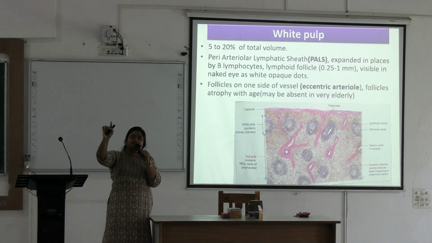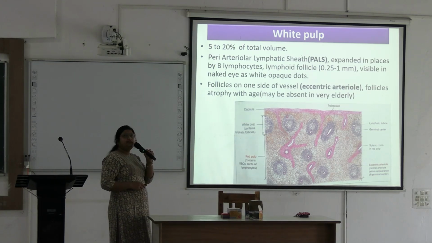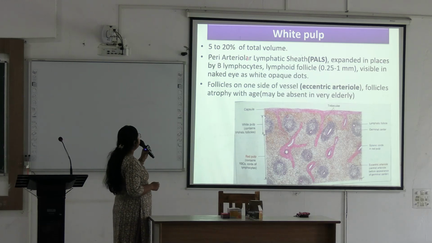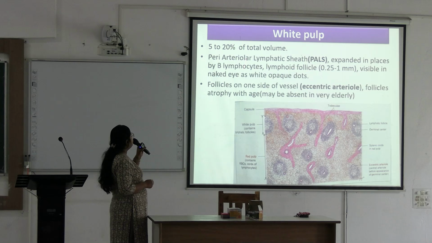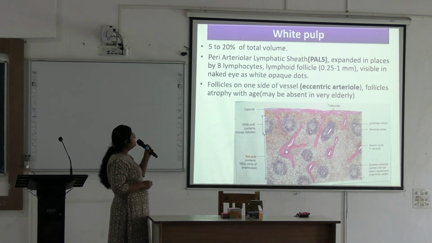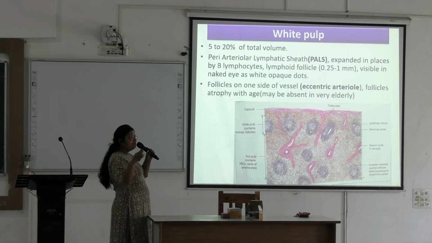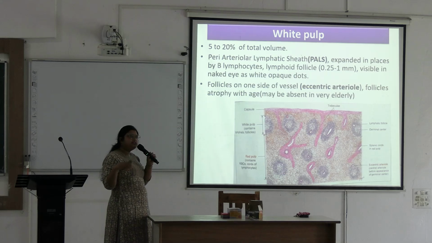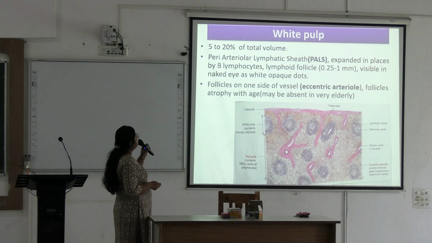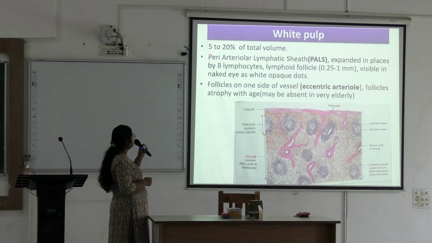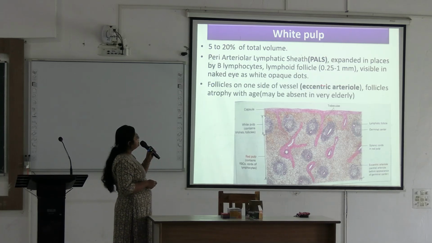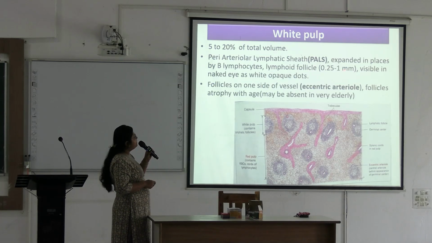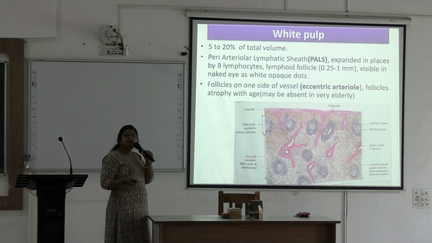Okay, so white pulp, it forms 5 to 20% of the total volume. It is periarteriolar lymphatic sheath. A lymphatic sheath is forming around the arteriole, and it is expanded in places by B lymphocytes, and lymphatic follicle is about 0.25 to 1 millimeter in diameter.